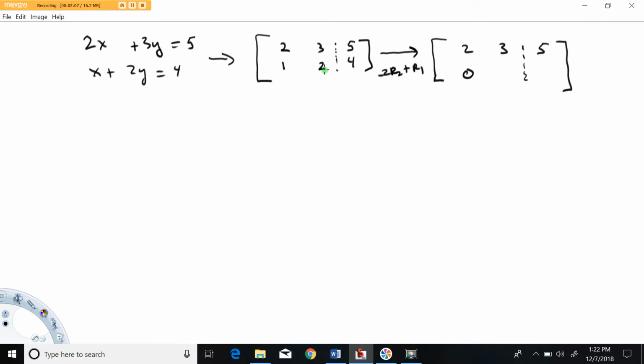Negative 2 times this guy added to this guy, that's going to give us a negative 1. Negative 2 times this is negative 8, added to this is negative 3. All right, and now we have an equation here that can be very easily solved. This represents minus y equals minus 3, which is pretty easy to solve for y. y is equal to 3.